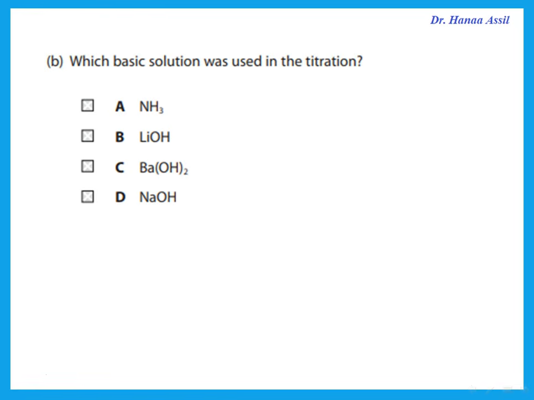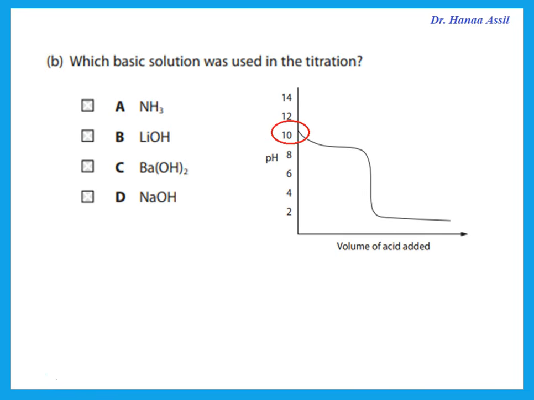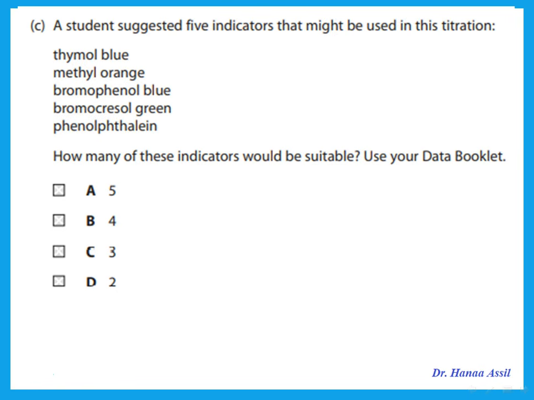Which basic solution was used in the titration? So this is the curve. Well, we look at where it started. It started at around 10. Which of these would have a pH of 10? Remember that ammonia is the only one in that list that is a weak base. The others will have a pH much higher than 10. Lithium hydroxide, barium hydroxide, sodium hydroxide, all of these are strong bases with very high pH.